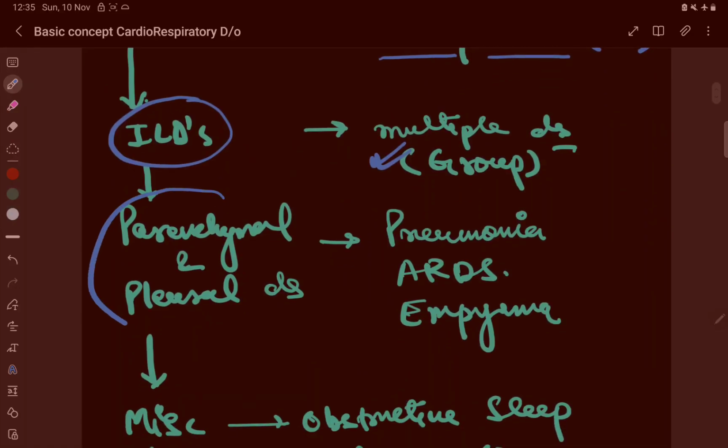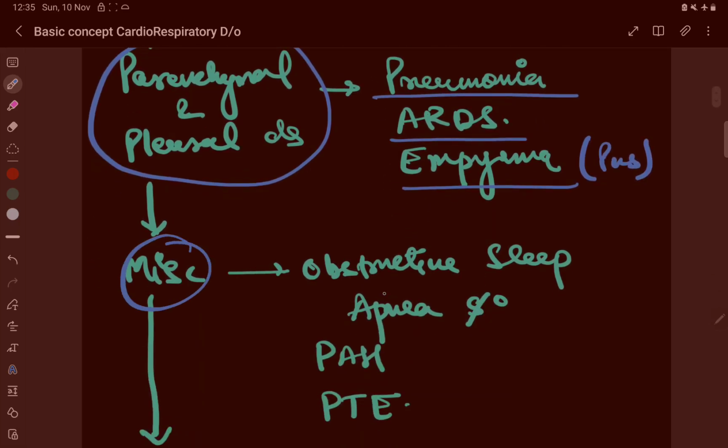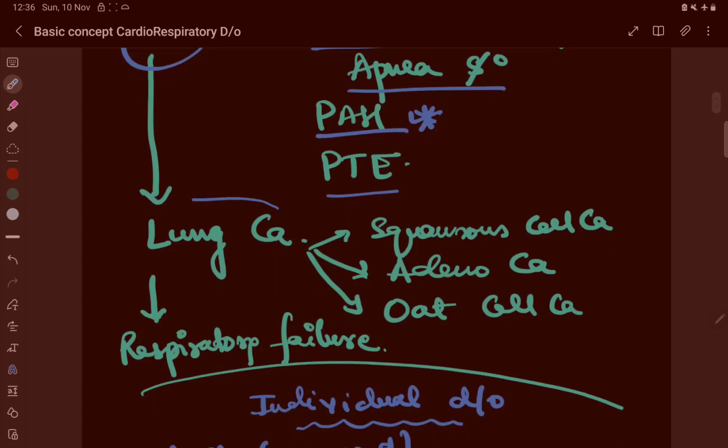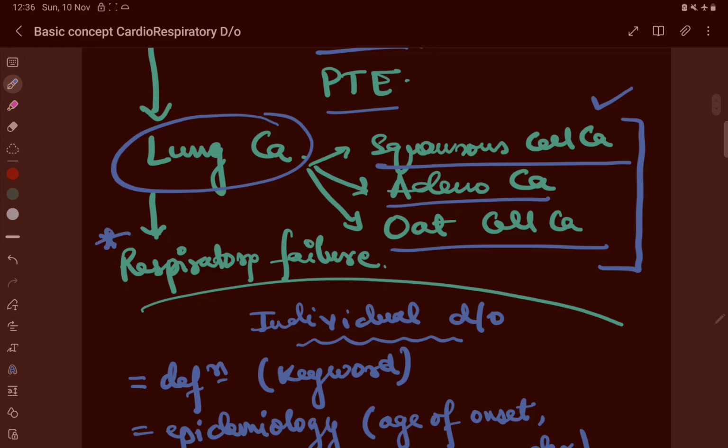In the parenchymal and pleural disease, there is pneumonia, there is empyema, there is ARDS, acute respiratory distress syndrome. Empyema, there is pus. In the miscellaneous, there is obstructive sleep apnea syndrome, pulmonary thromboembolism, pulmonary artery hypertension. This is important. Now again, there are lung cancers. This may be squamous cell cancer, adenocancer, or oat cell cancer. We are going to discuss all three later, and ultimately it leads to respiratory failure.